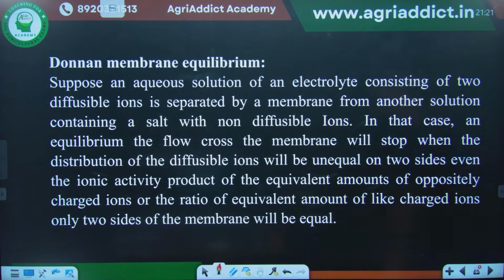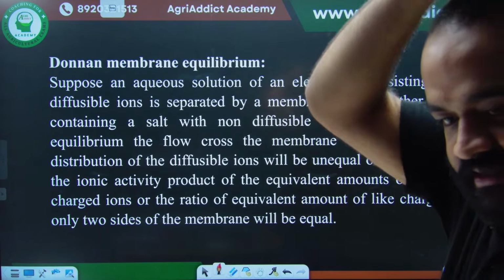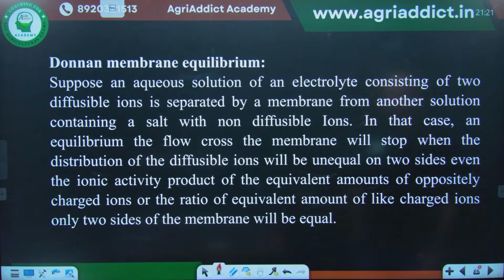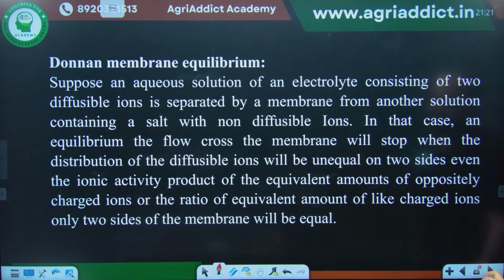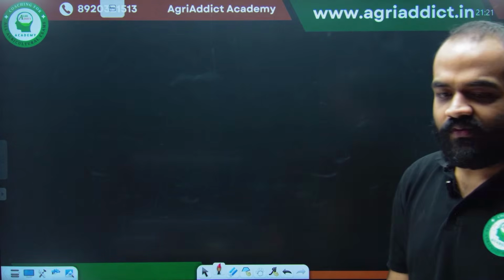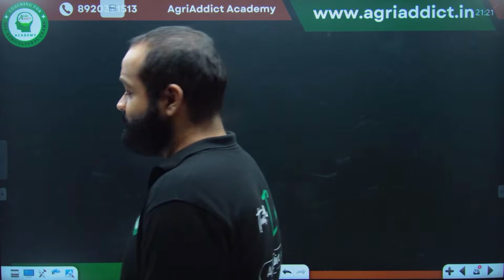Now we are almost on the last part of our lecture. Yes, these are the miscellaneous concepts which are very important. Donnan membrane equilibrium, I know all of you have read the definition. So मैं definition पढ़ के इसका time waste बिल्कुल भी नहीं करूँगा. I will just tell you what Donnan membrane equilibrium is, है ना?